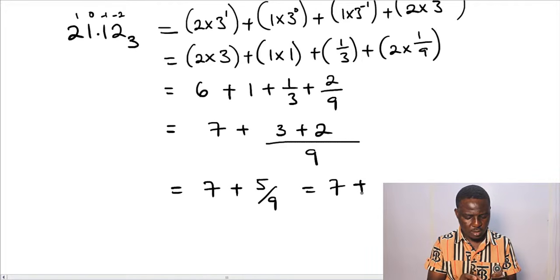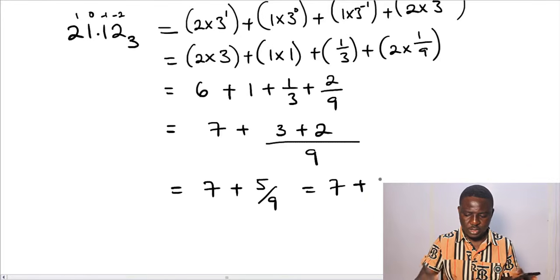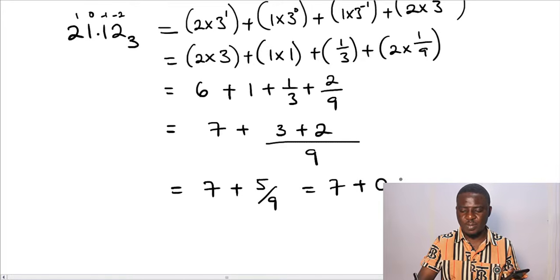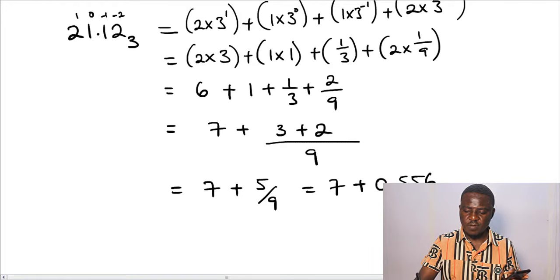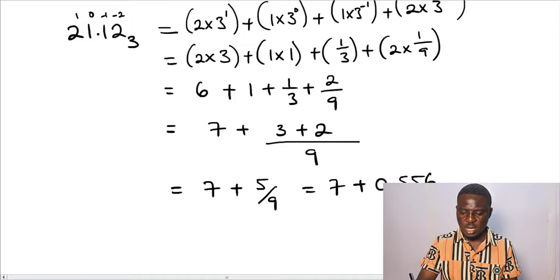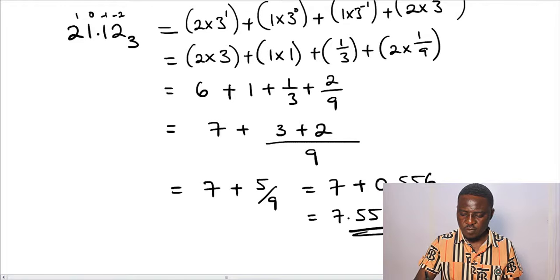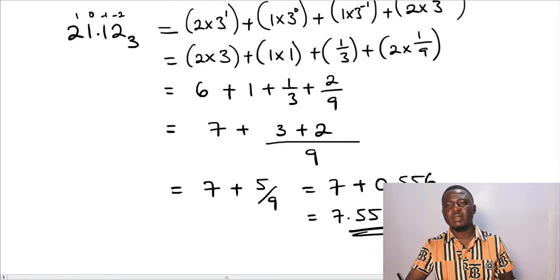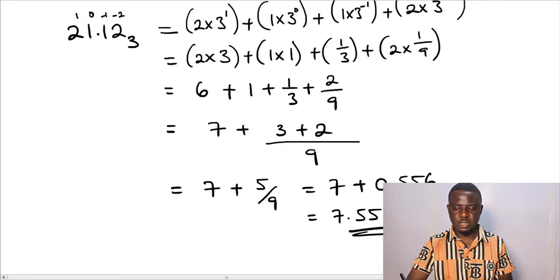Let's see. 5 divided by 9 is 0.55556. So to 3 places of decimal, we are going to have 0.556 as our answer. Then when you sum them together, this becomes 7.556 to 3 decimal places. So this is our answer.